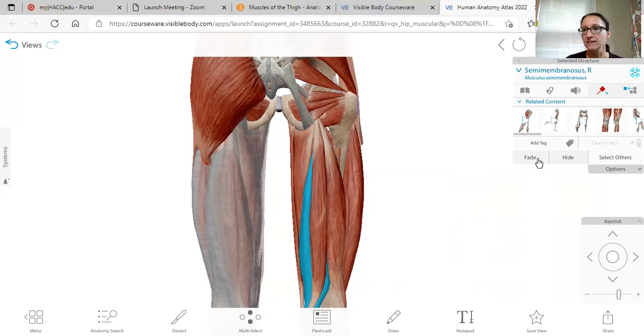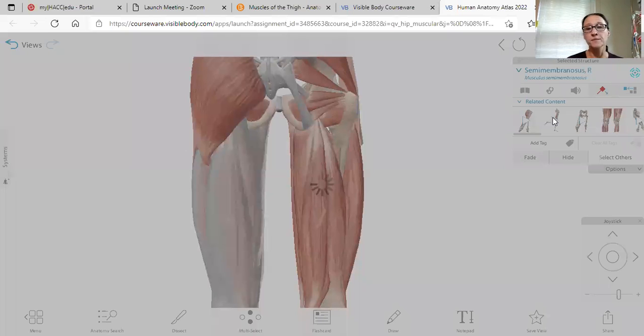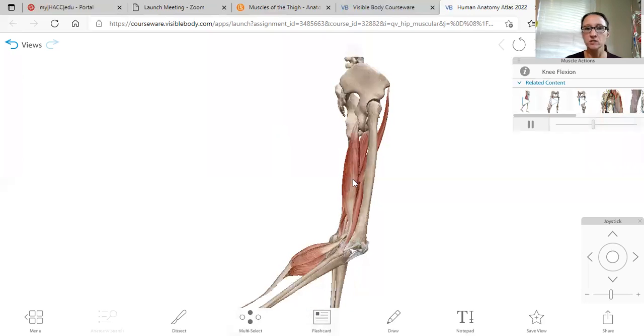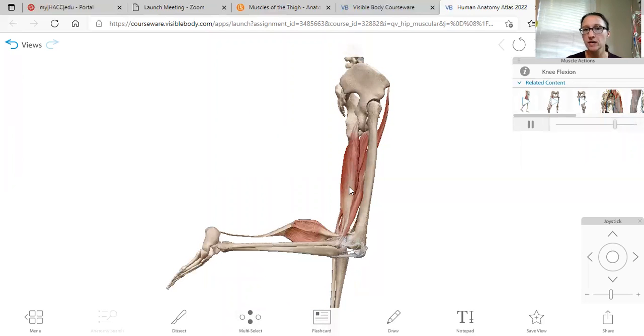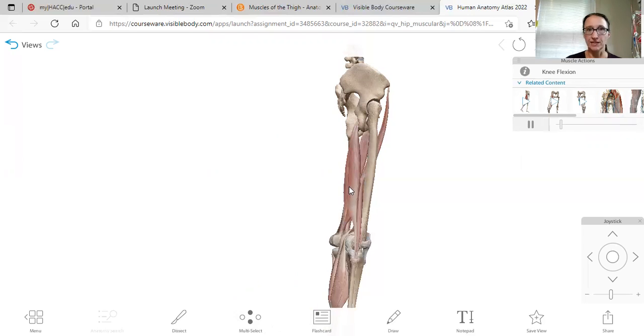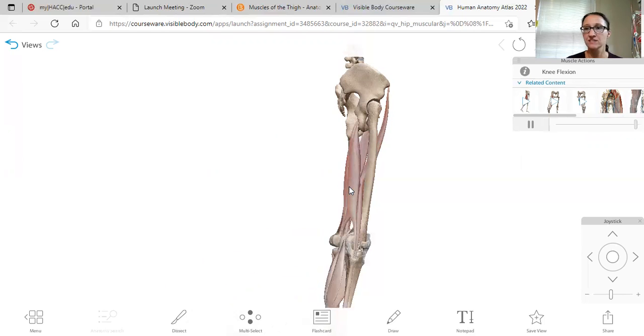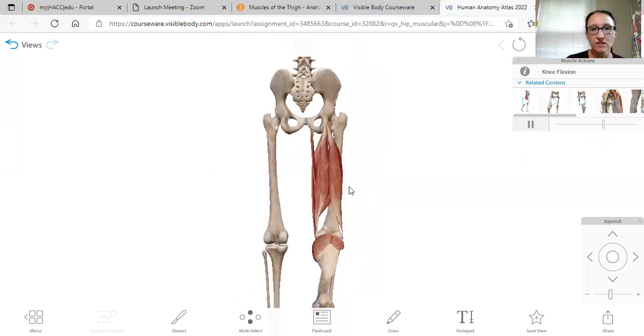We can take a look at some of the actions here, right? We have related content. You can just click on that. Ta-da! And it shows you the actions. So these are shortening, producing flexion of the knee. That's right. Flexion of the knee. That's pretty cool. I love that. But see how small they are? They're so tiny. And look, that common origin on the ischial tuberosity, they just go straight down the posterior thigh.